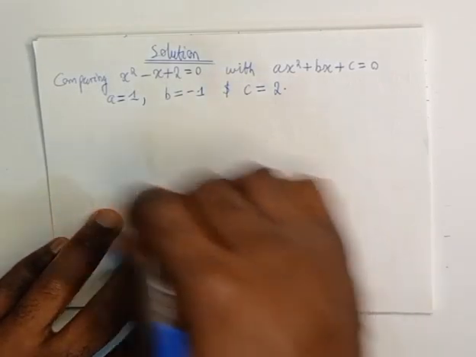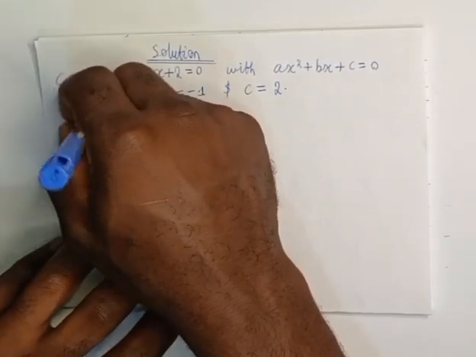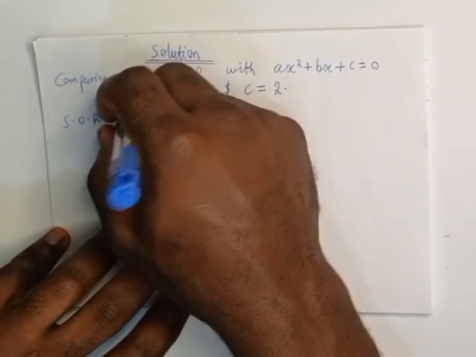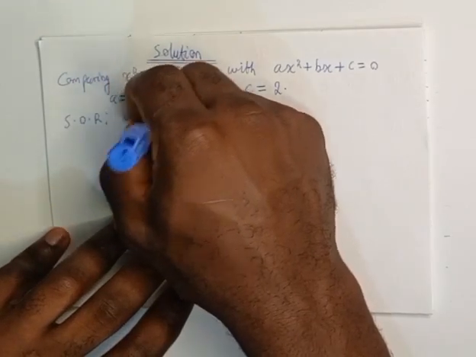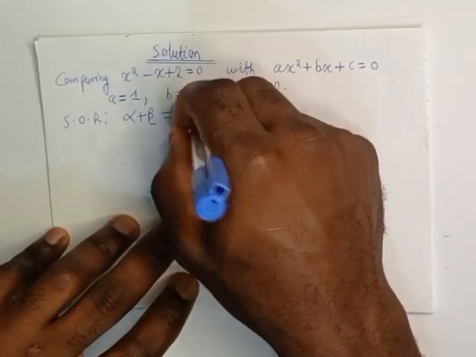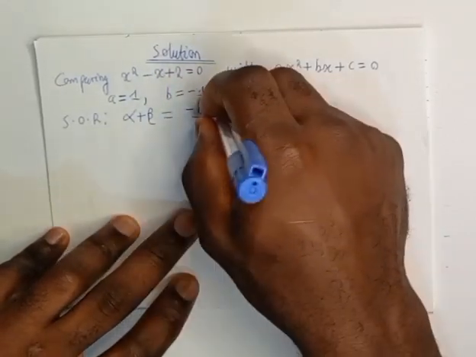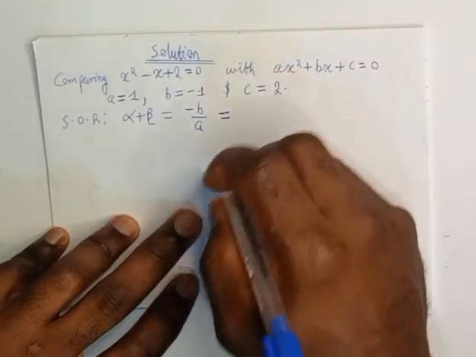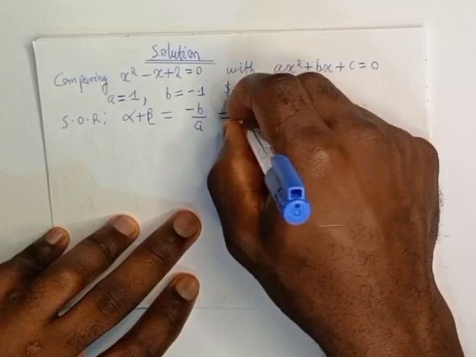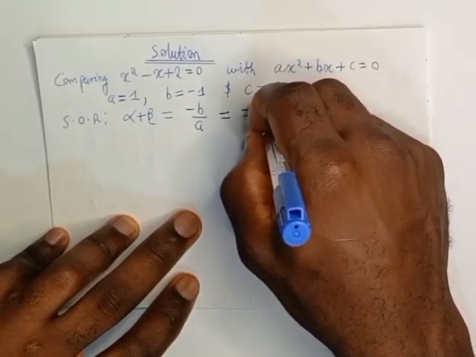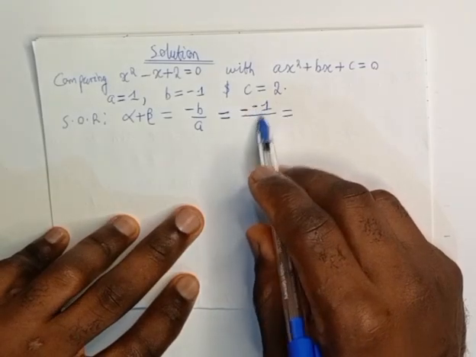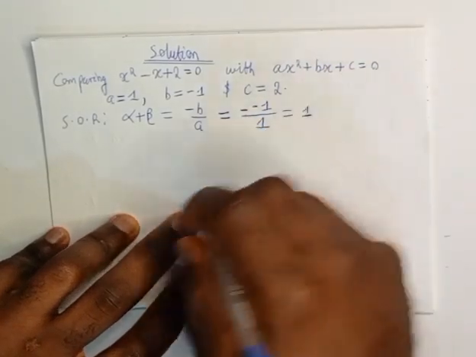Next, we need to find the sum of roots, which is alpha plus beta. The sum of roots of the quadratic equation, we know, is given by negative b over a. And this is simply equal to negative, the value of b is negative 1, then we divide by a, which is 1. This will give us negative negative, which is positive. 1 divided by 1 remains 1.